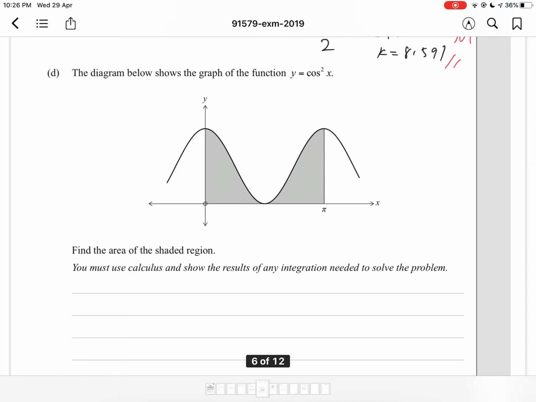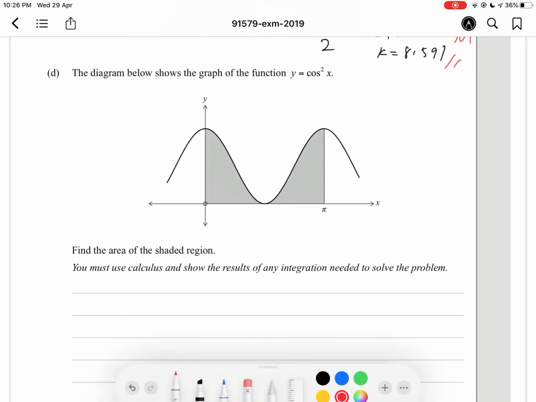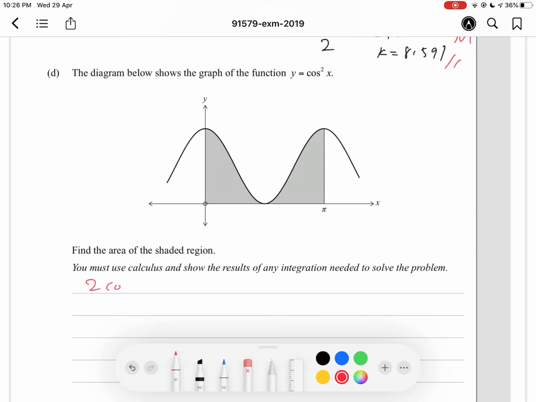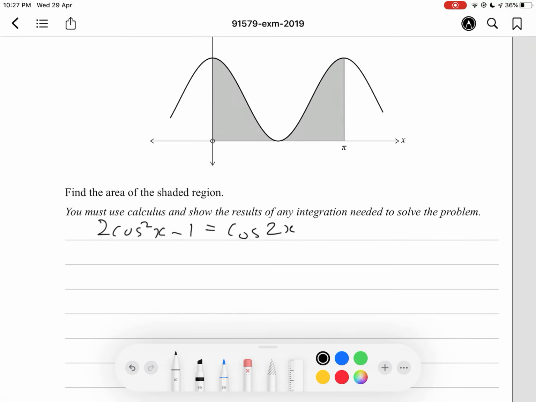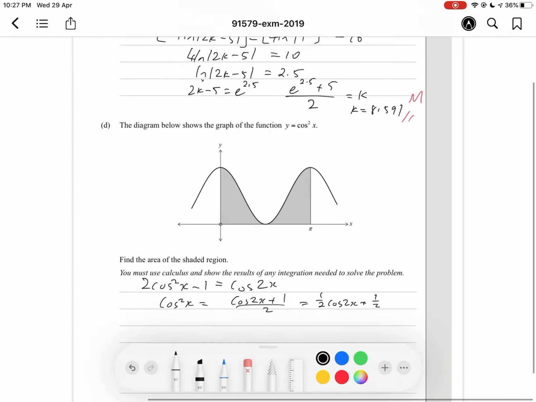The diagram below shows the graph of the function y equals cos squared x. Find the area of the shaded region. So as it stands right now, we cannot actually integrate straight away. We need to substitute this into something that we can integrate. We know from our double angle rules that 2 cos squared x minus 1 equals cos of 2x. If we rearrange this equation for cos squared x, we get that cos squared x equals cos 2x plus 1 over 2, which is equal to 1/2 cos 2x plus 1/2.